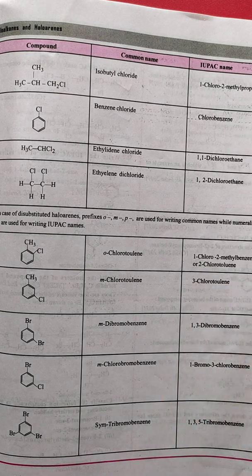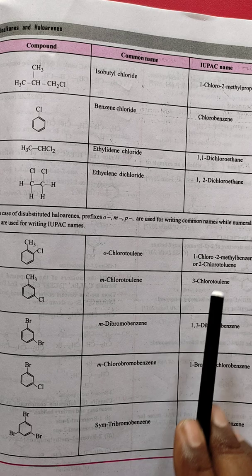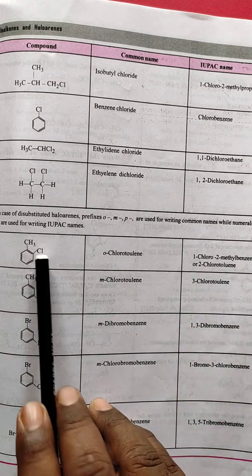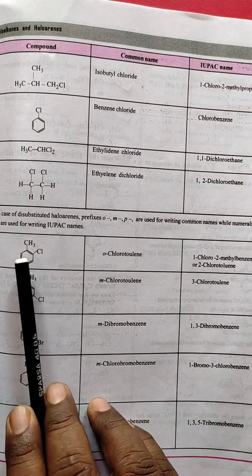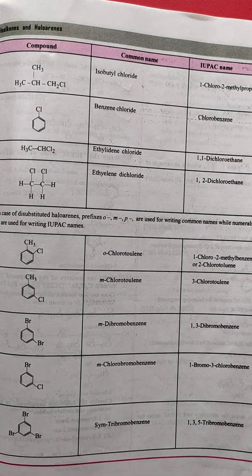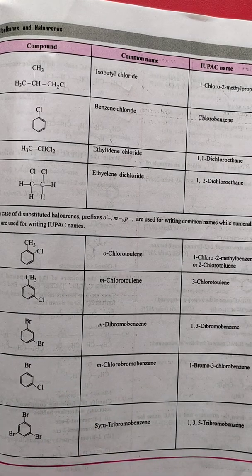1-chloro-2-methylbenzene, or it is simply called 2-chlorotoluene, because a benzene ring with a CH3 is called toluene. Now to the second position, one chlorine is attached, so it is called 2-chloro. So it is called 2-chlorotoluene.